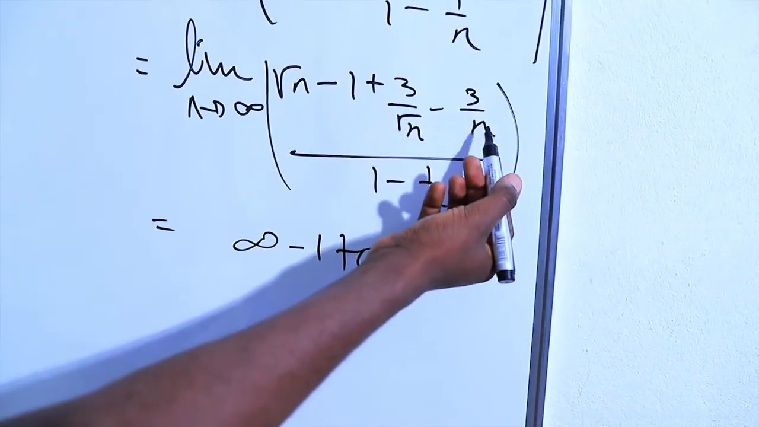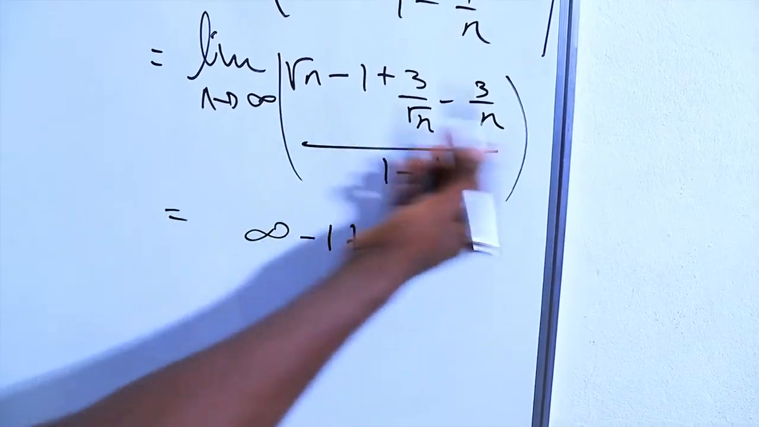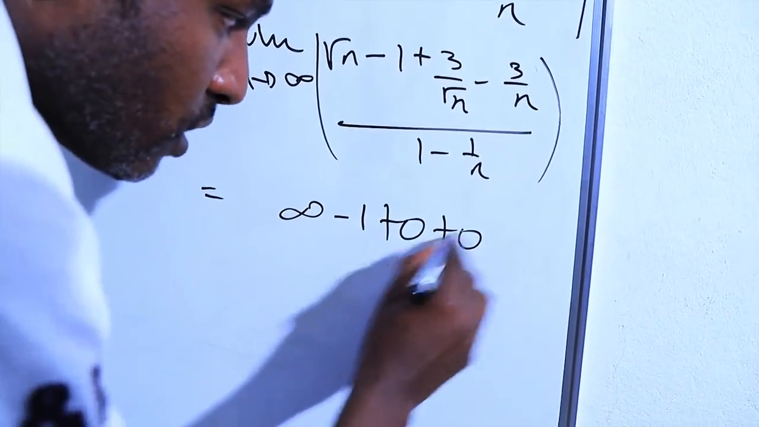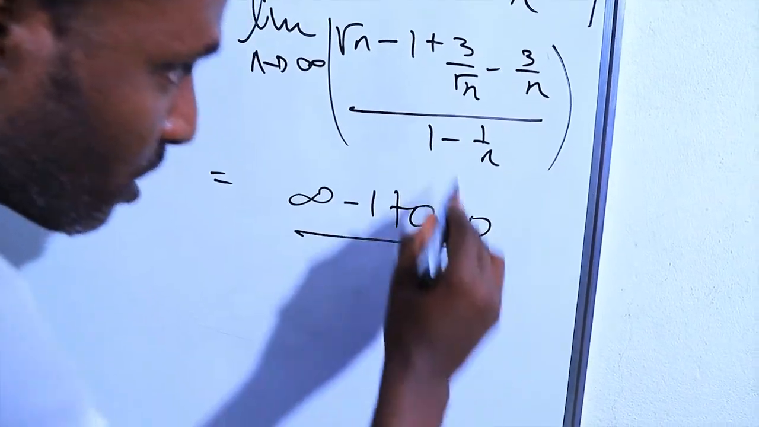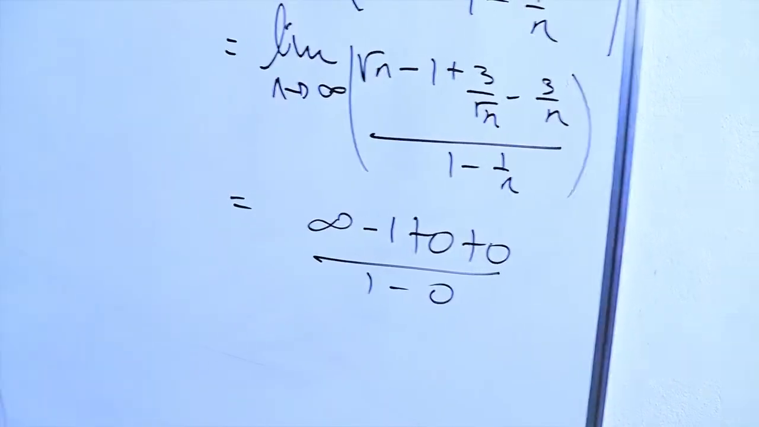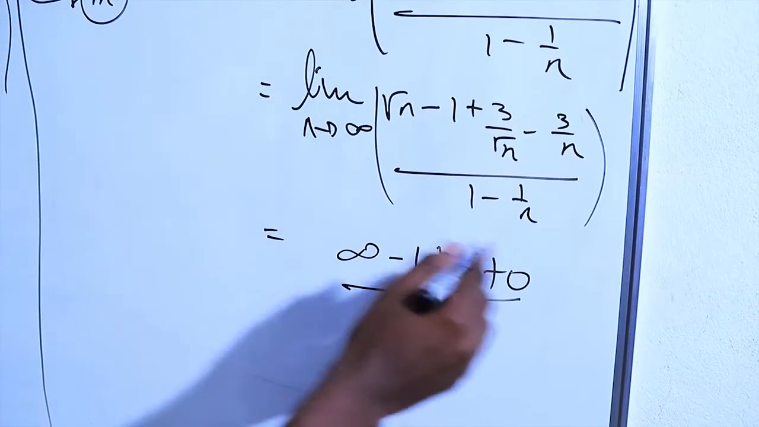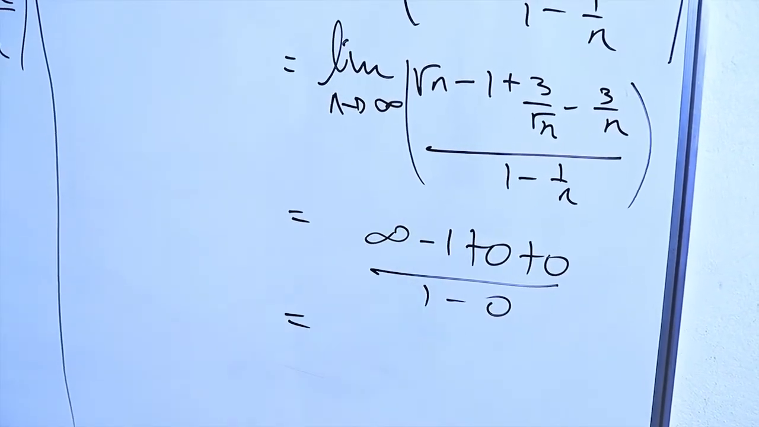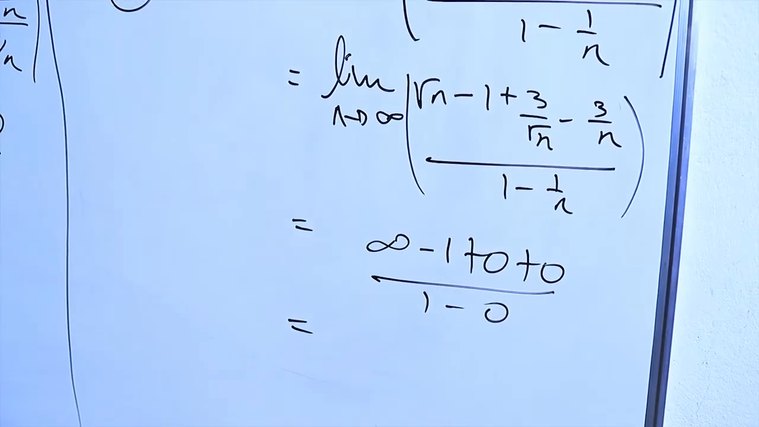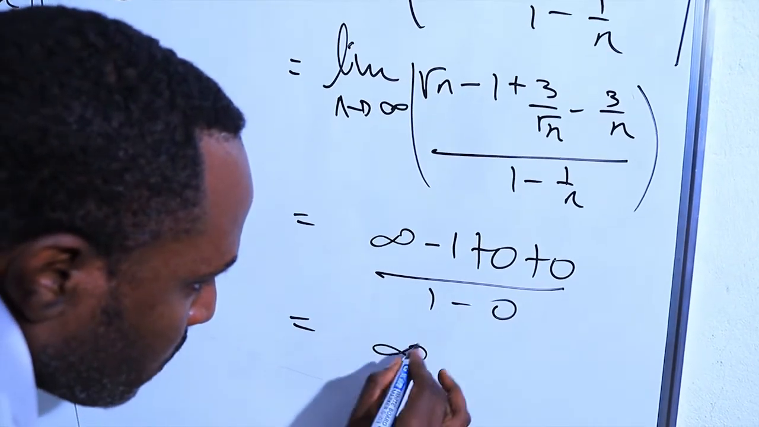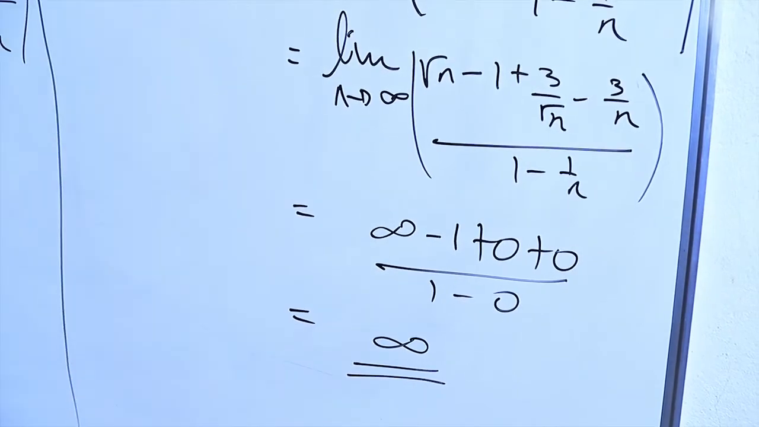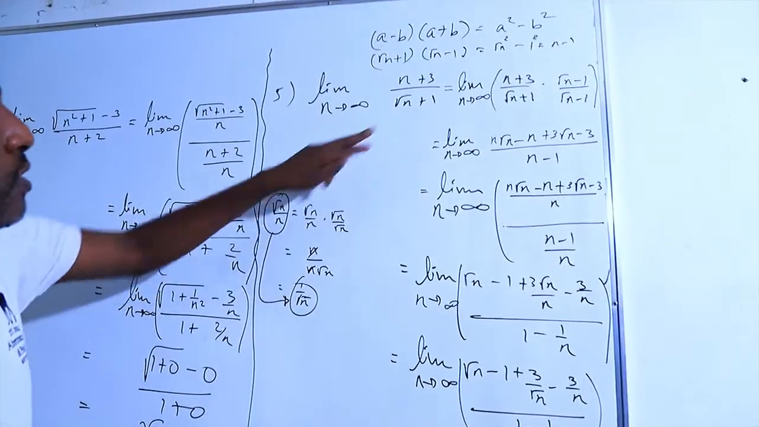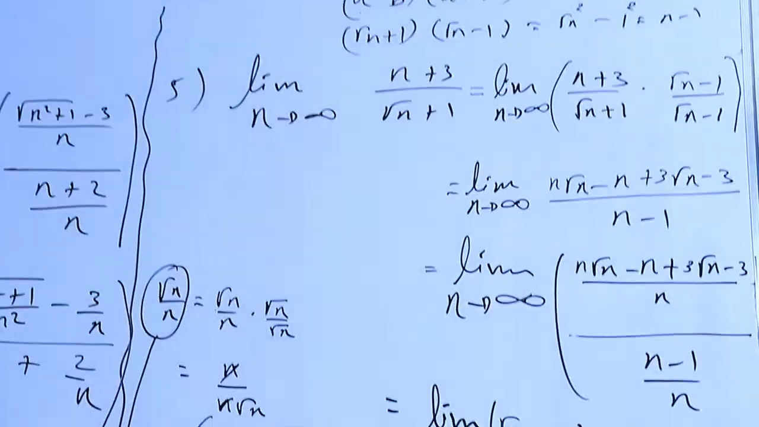And 3 over n, when n becomes infinity, becomes closer and closer to 0, over 1 minus 0. Therefore, when you simplify, infinity minus 1 is infinity, over 1 is infinity, so our result is infinity. Therefore, the limit of the sequence n plus 3 over radical n plus 1 is exactly equal to infinity.